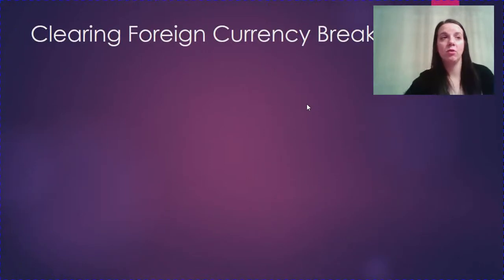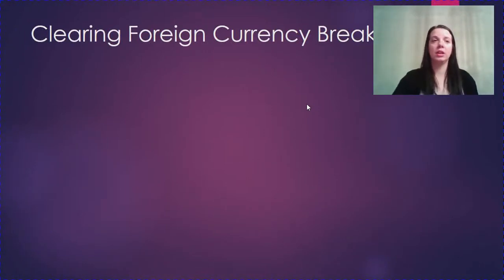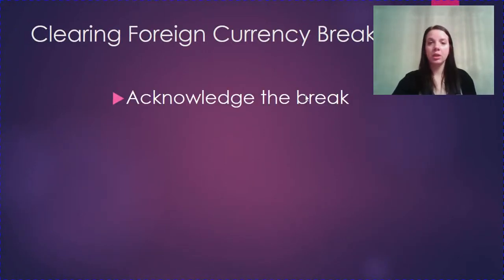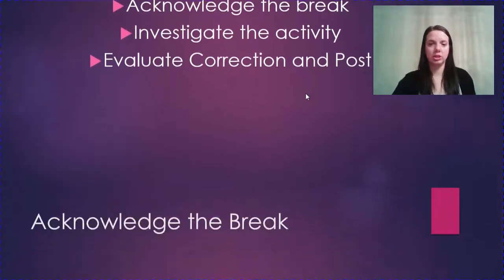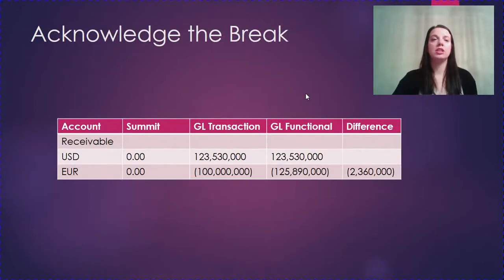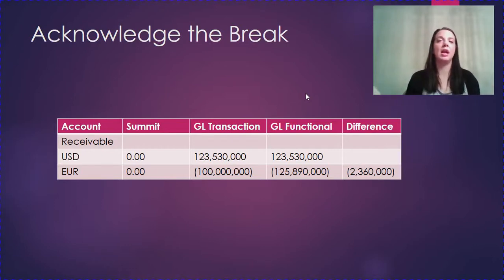As I said before, we have our three steps for clearing the foreign break: acknowledge the break, investigate, and evaluate and post the entry. The first step is to acknowledge the break. By acknowledging, I mean making sure it's not a reporting issue. The people who notified us of the issue with this receivable account need to make sure they were pulling in all the correct data.